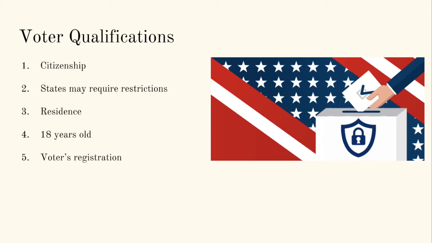As said about the open primary, there are voter qualifications, which means that you need to have citizenship, and other states may require other restrictions, and you must have residency in the United States, meaning you must have a house, you must be 18 years old, and you must have pre-registered or registered for the voter registration process.